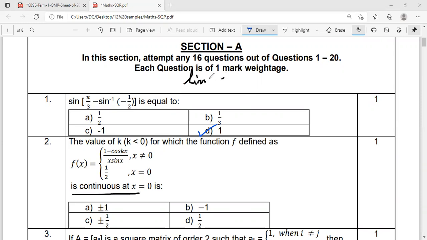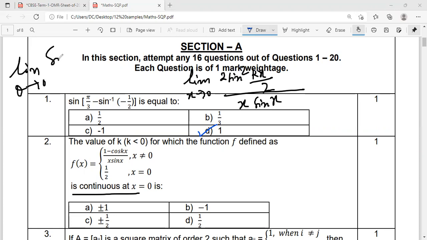So we are going to work on limit x tends to 0, 1 minus cos kx. We know this is the formula for 2 sine square of half the angle. Limit x tends to 0, 2 sine square kx by 2, divided by x sine x. We know limit theta tends to 0, sine theta by theta is 1. So we'll apply this thing here. And we can easily see this thing can be written as sine x by x. What I want is limit x tends to 0 as it is, right?